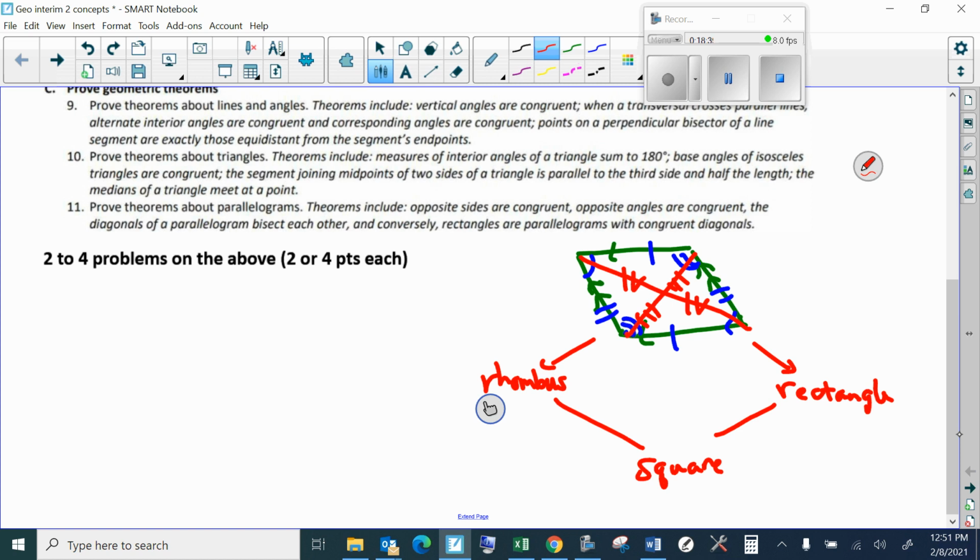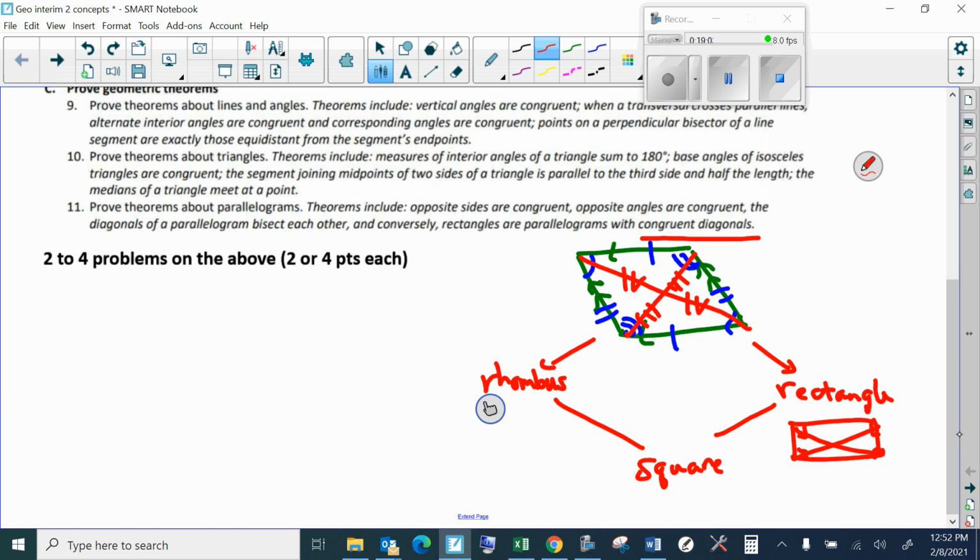So what they're saying is the rectangle has all those characteristics of a parallelogram and two extras. These are all right angles here, and these diagonals not only bisect each other, but they're congruent. And that's what it's saying right there. Those diagonals are congruent. Not only do they bisect each other, but they're both the same length.